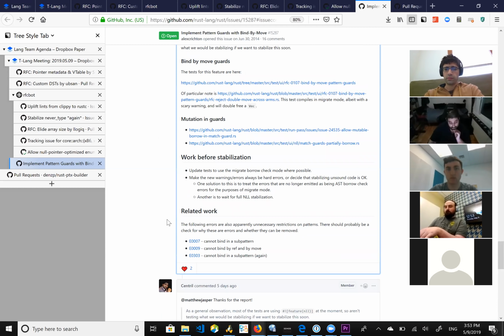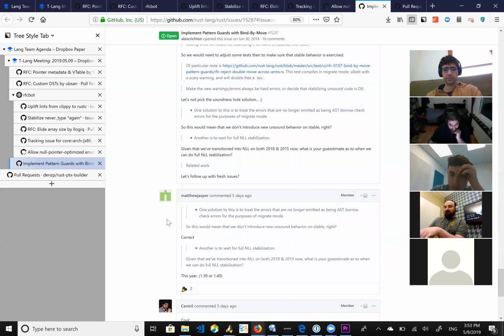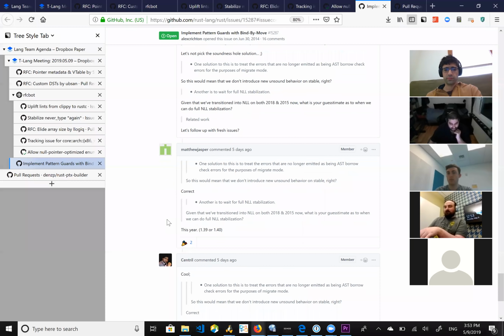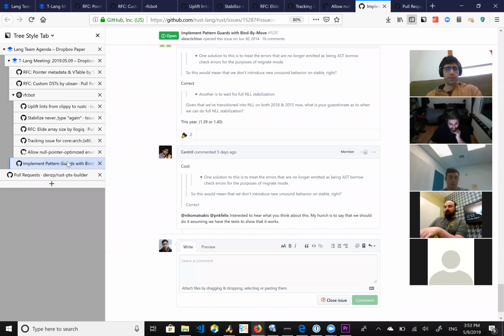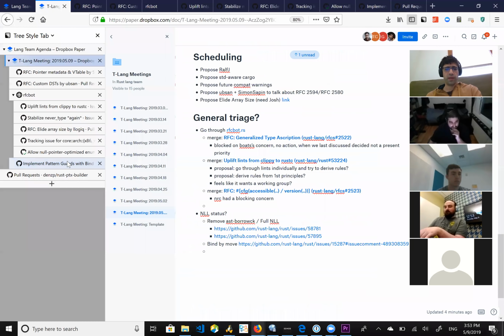I see. I was missing some context. Decide that stabilizing on sound code is okay. Yeah, I think we should wait then until it's a hard error. But it seems like it would be good to that end. We should try to get some estimate of when that might happen by starting to do crater runs or something. I don't know if that estimate that Matthew gave was very informed.